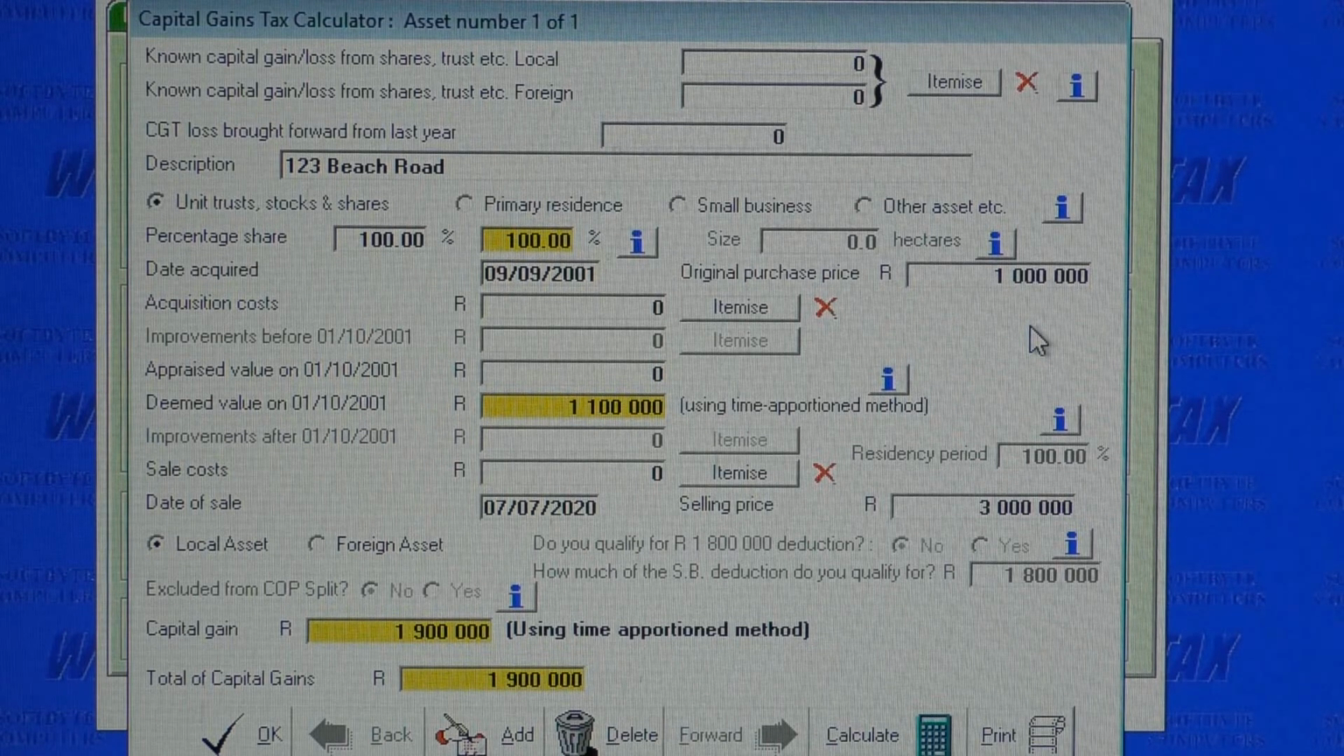If we divide the 2 million rand profit by 20, we get 100,000 rand profit per year. Add 100,000 rand for each year of ownership before 1st of October 2001 to the purchase price to get the base cost. This means we add 100,000 rand to the 1 million rand purchase price and we get a calculated or deemed value base cost on 1st of October 2001 of 1.1 million. Subtract this calculated base cost from our selling price of 3 million and we get our gain of 1.9 million.